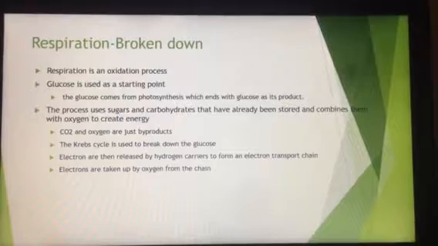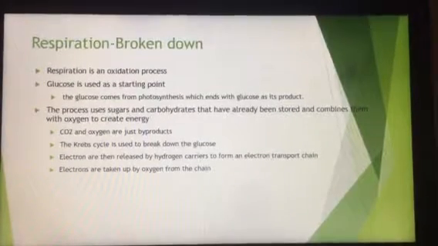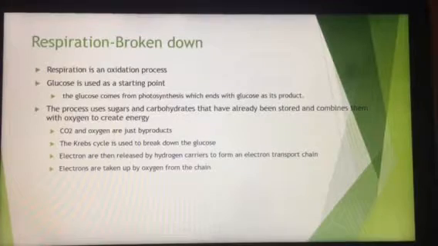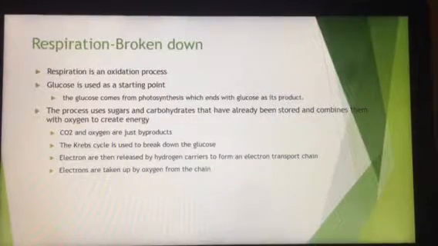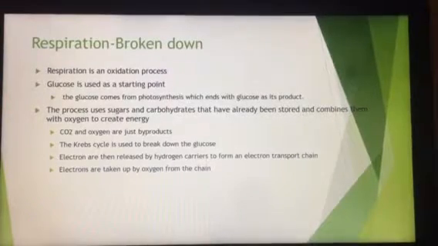The Krebs cycle is used to break down the glucose. Electrons are then released by hydrogen carriers to form an electron transport chain. Electrons are taken up by oxygen from the chain.